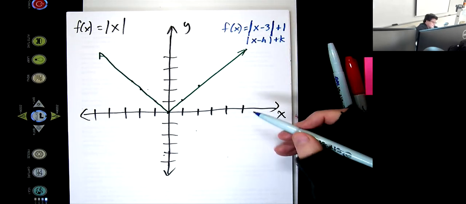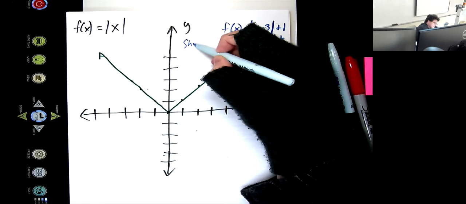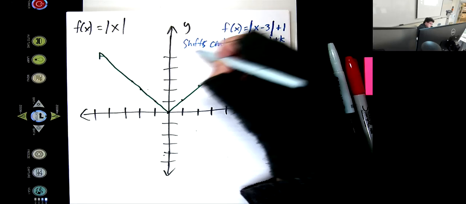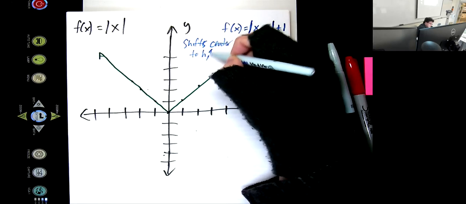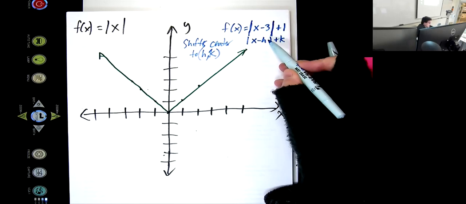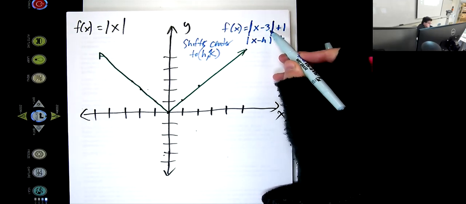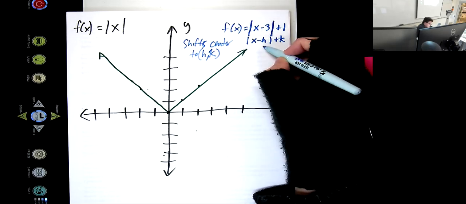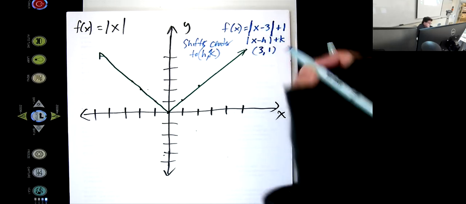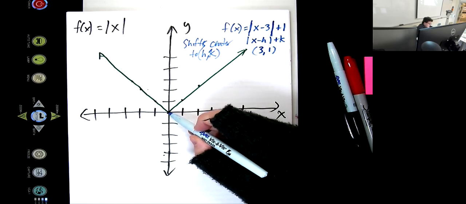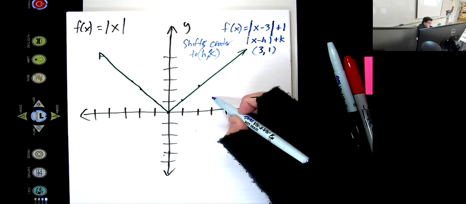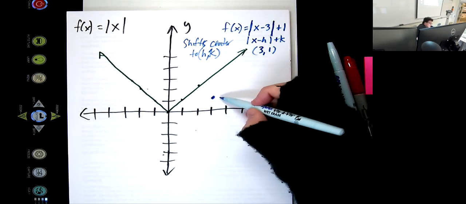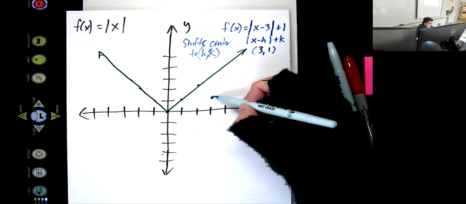It shifts the center to h, k, which is the opposite sign of the value inside. So this says negative 3, it's going to shift it to positive 3, comma 1 in this case. And my center is where the point is, which is called a cusp on absolute value. So I'm shifted over here, but then we still do the 1, 1 and the 2.